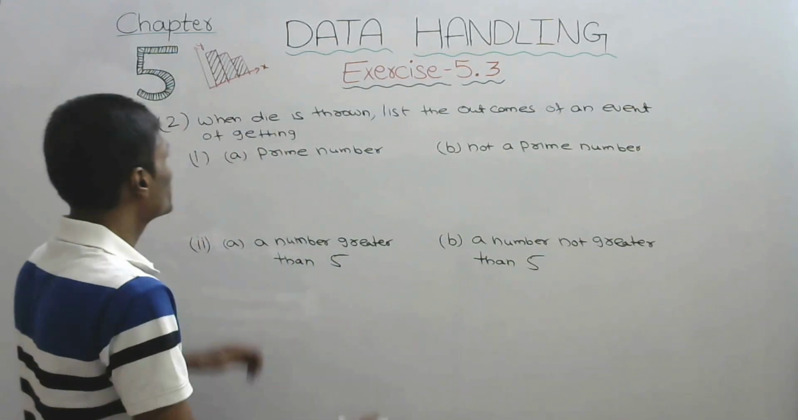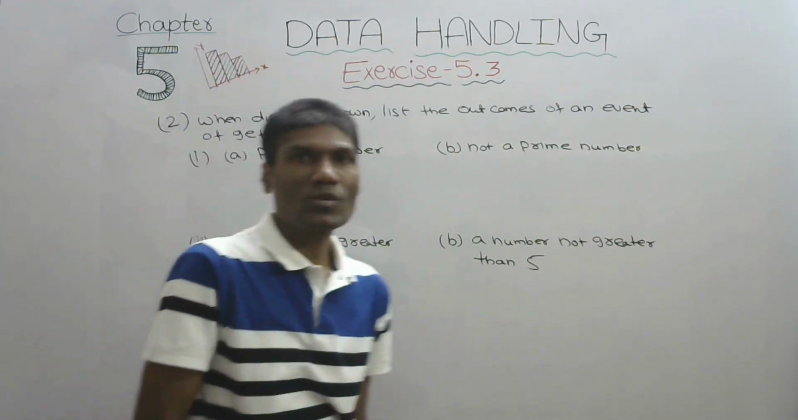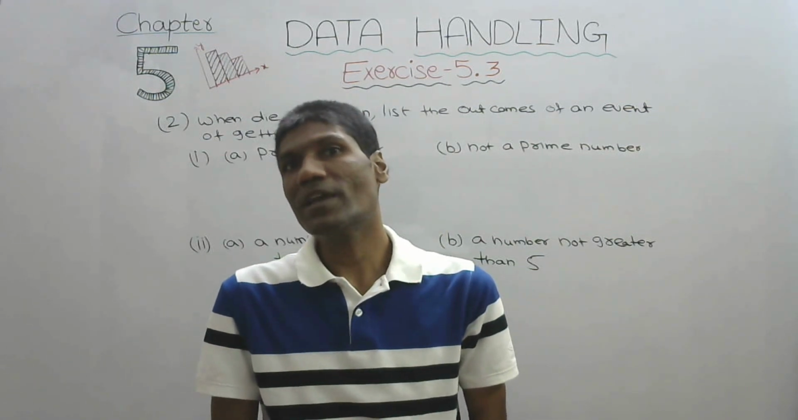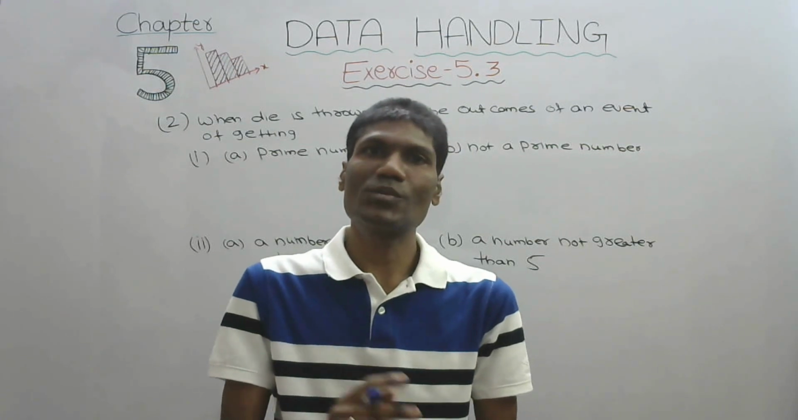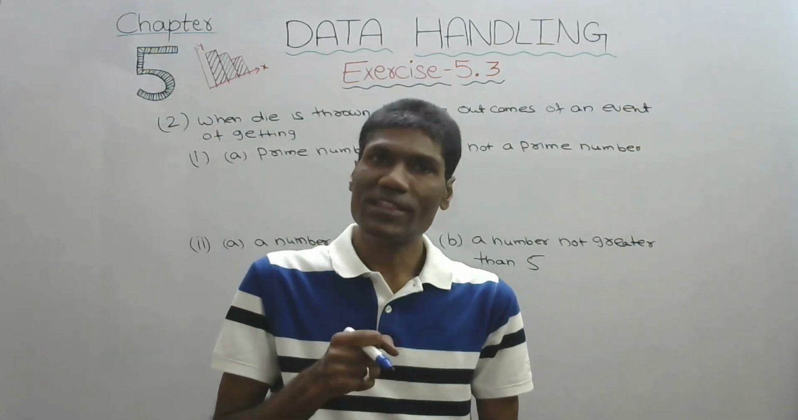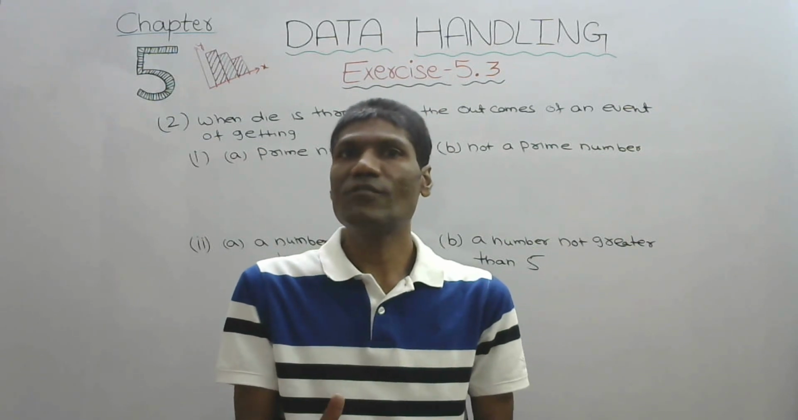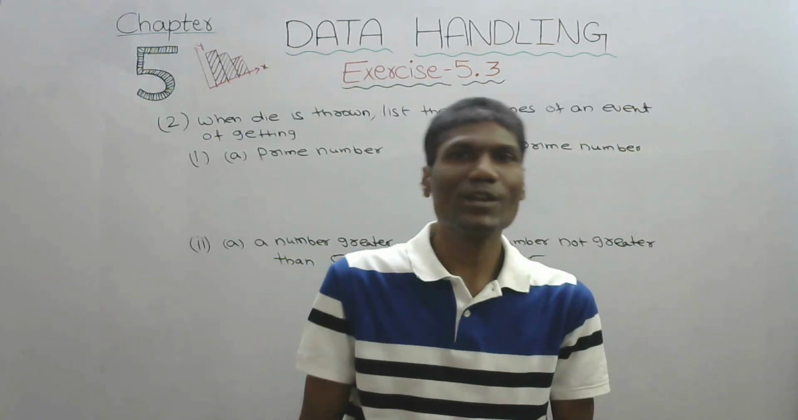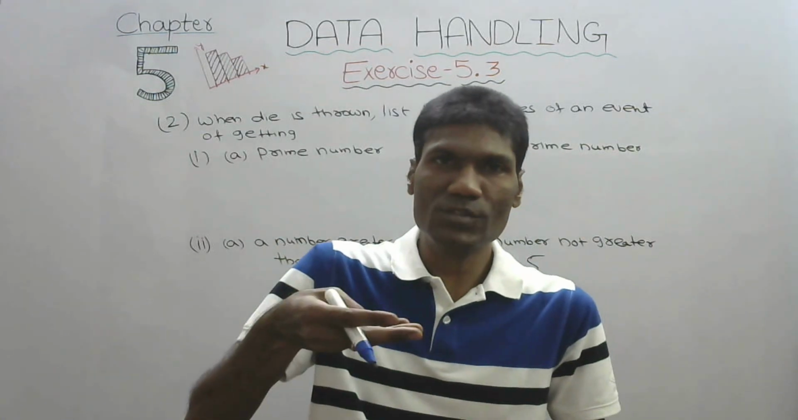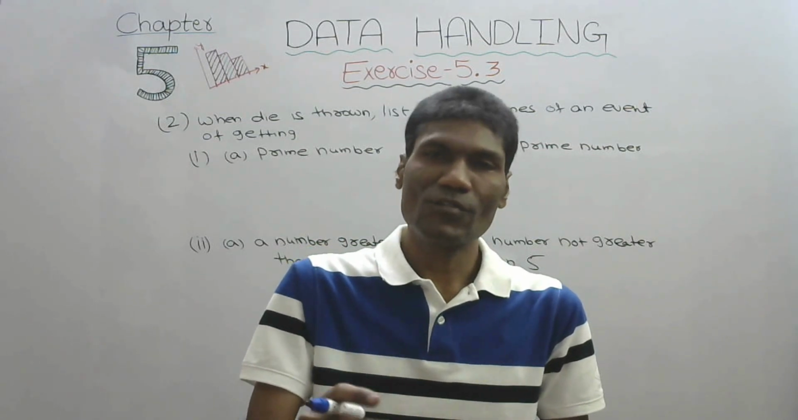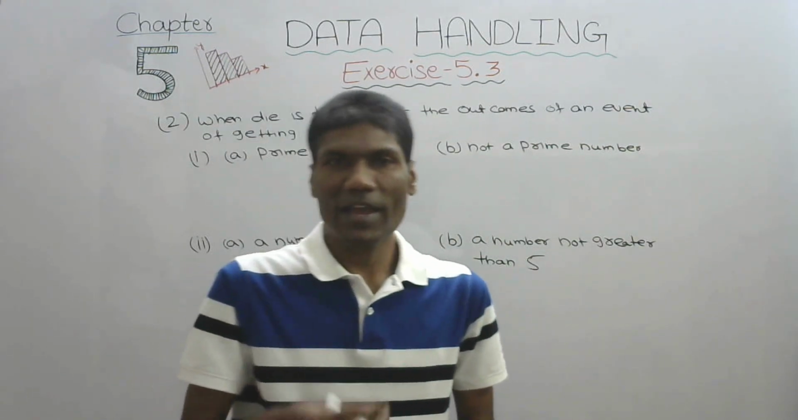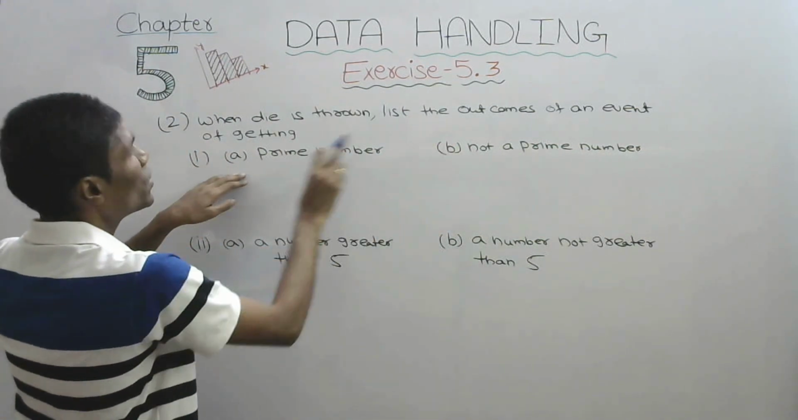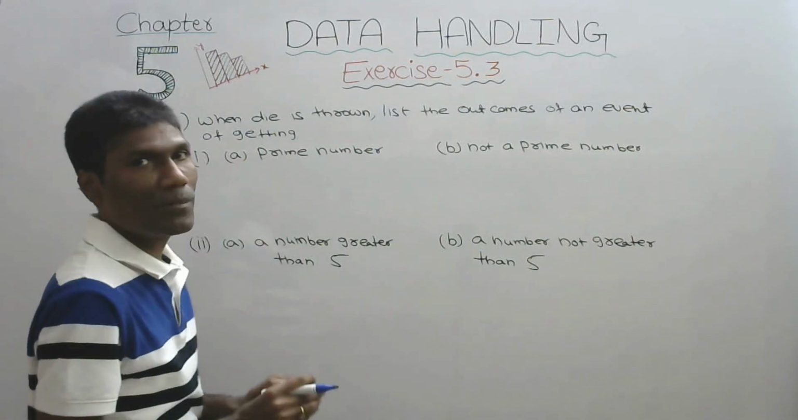Next, second question. He says, when a die is thrown, we know a die will have 6 faces and all faces will be numbered as 1, 2, 3, 4, 5 and 6. When that die is thrown, one face will show towards the top. That will be taken into consideration. For example, 4 is shown, so we will say it is 4. Like that, when a die is thrown, the question is the outcome of getting a prime number.